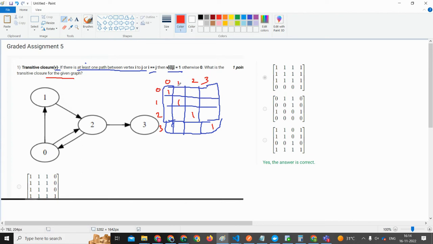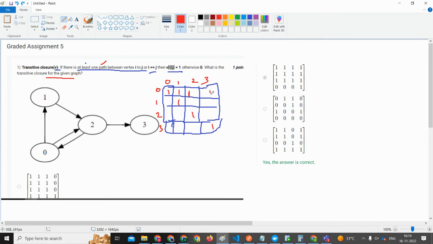Okay, let's fill this matrix. From 0, can you reach 1? Yes, we have a direct path. From 0, can you reach 2? Yes, we are able to reach. Sir, I'm asking, is it necessary that we go from 0 to 2 in one step, or multiple steps? No, they are saying at least one path. You can take many steps. One path means we can go through any of the nodes, any different way; you just need to finally reach that node. Okay, good. Go ahead.